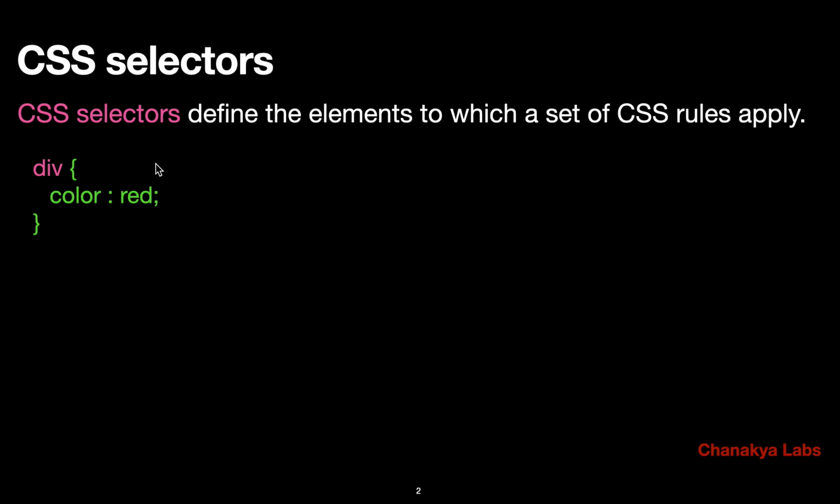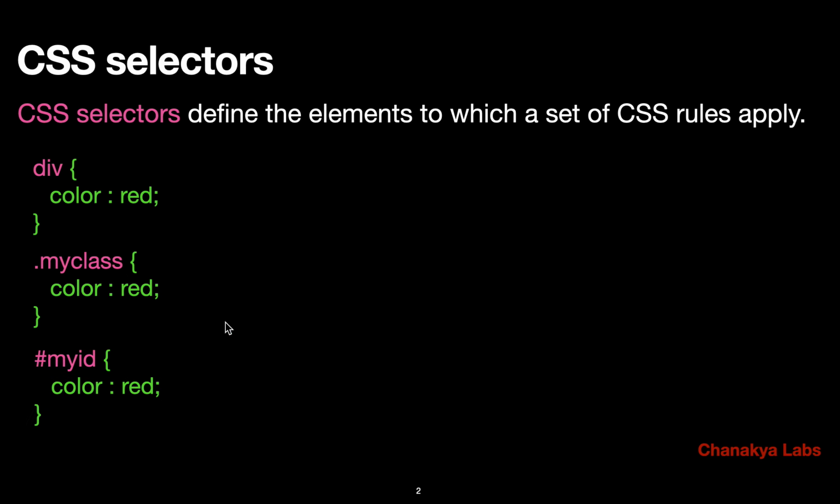For example, if in CSS I have written something like this, then this means that color red is applied to all the elements in the HTML which are div elements. Similarly, we also saw class selectors, where if elements with the class attribute myClass are there, then those can be targeted using this syntax, where a dot and that class name are written in the CSS.